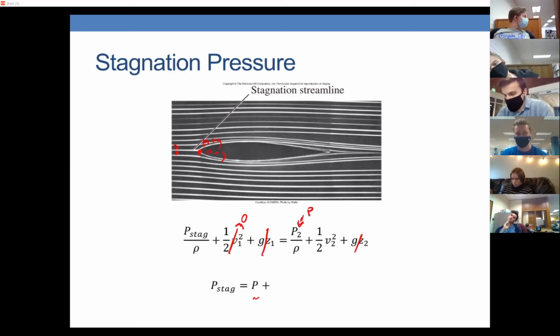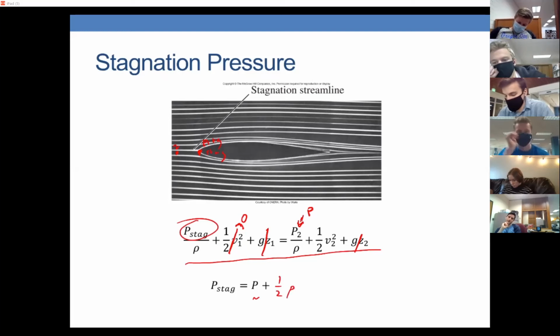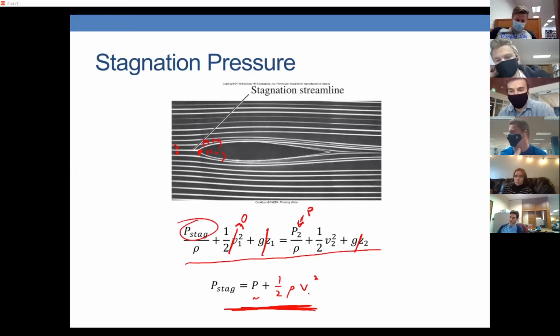And so now I can just solve this equation. Okay, P2 I'm just calling P. P plus what to get the stagnation pressure? 1/2 rho V2 squared. Yep, 1/2 rho V2 squared. What that means, right, is we can just take the velocity and the pressure of the fluid, and we can say, if it suddenly stopped, this is what the pressure would be.